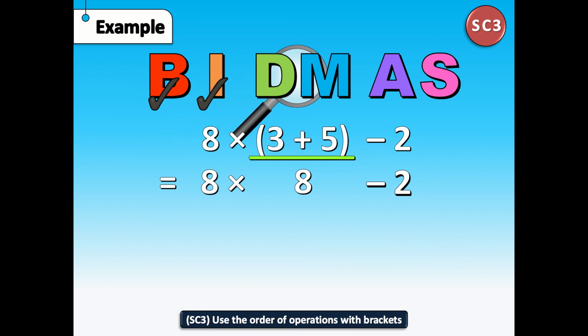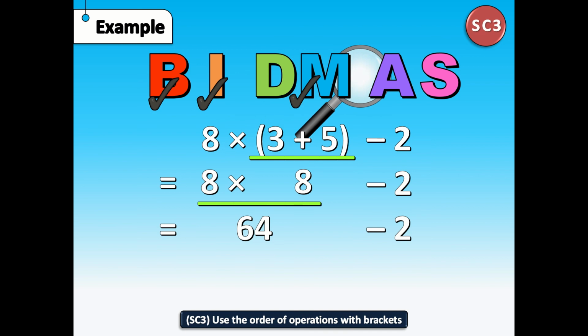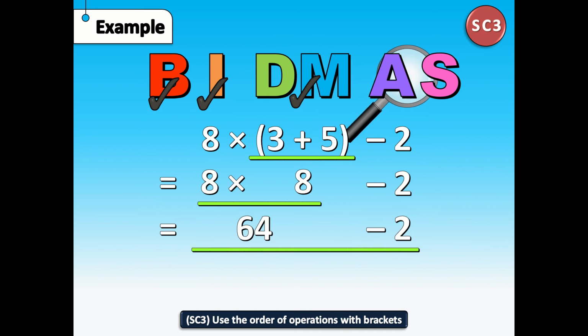Then we do division and multiplication, and there's multiplication. So we do 8 times 8, which is 64, and we bring down the takeaway 2. So the last thing we do is the addition and subtraction. So 64 minus 2 is 62.